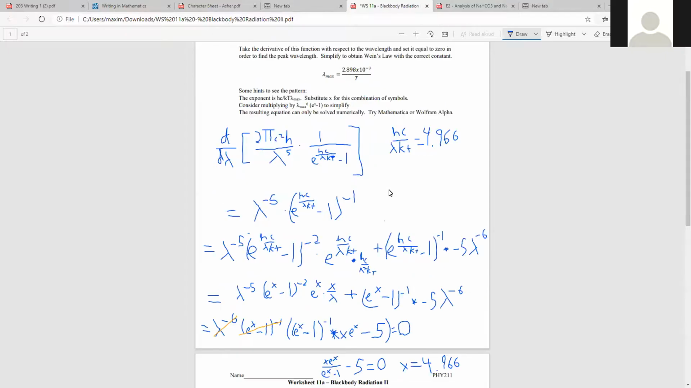Okay, and equals, multiplied by KT, hc, 4.966 KT. Yeah, and this way it looks different than the textbook. So you're okay now, because all you've got to do now is all those constants better be that constant you're looking for. Better be 2.899 times 10 to the minus third, right?